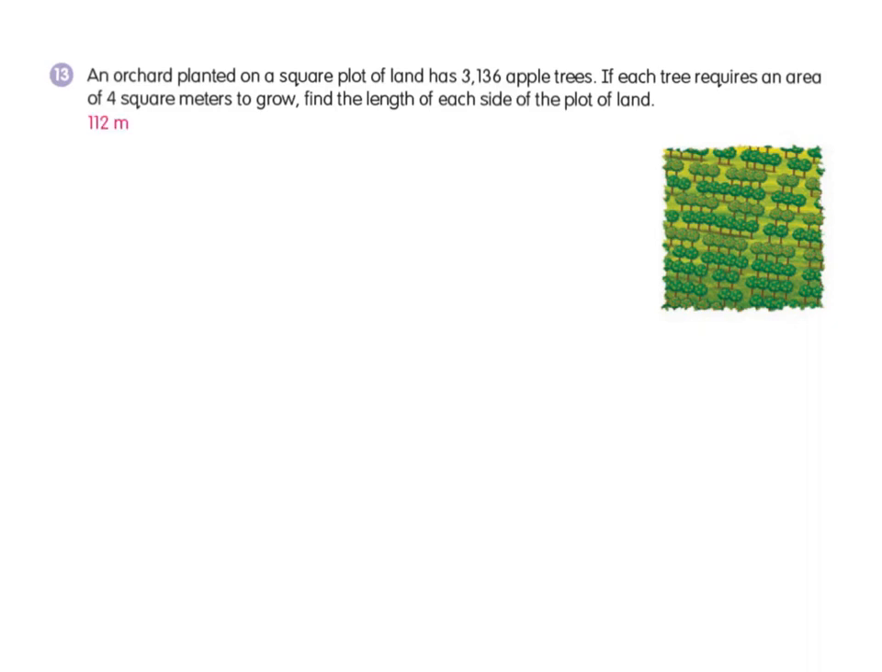All right, and here's the answer for this problem, 112 meters. Here's how to solve this problem. An orchard planted on a square plot of land has 3,136 apple trees. If each tree requires an area of 4 square meters to grow, find the length of each side of the plot of land. So let's start here. If it has 3,136 apple trees and each tree needs 4 square meters to grow, how many square meters are there altogether in this plot of land?